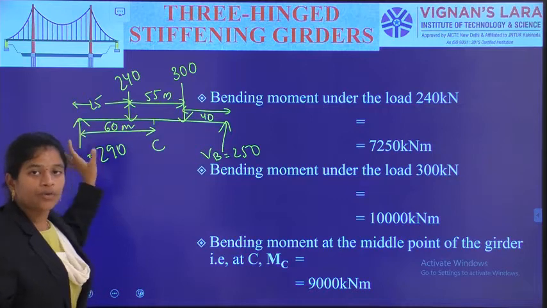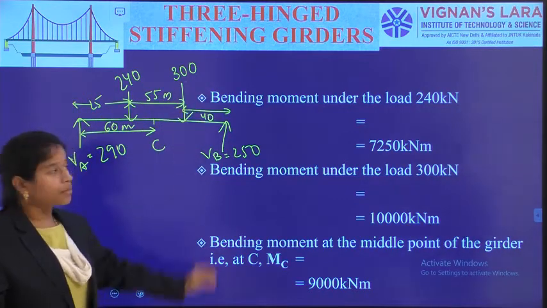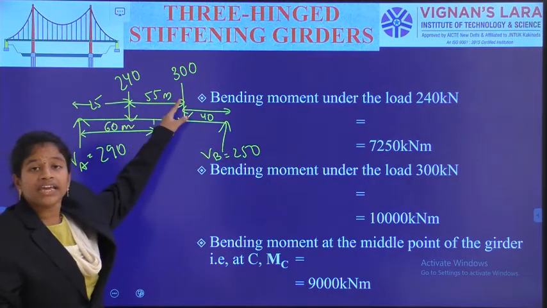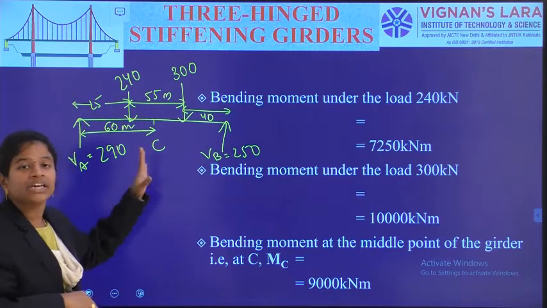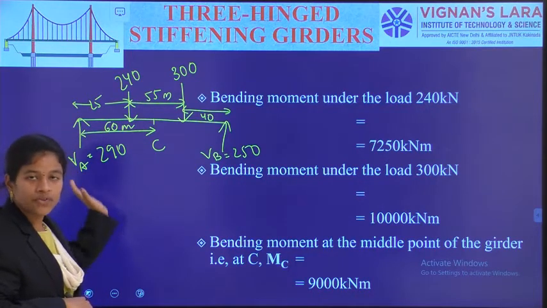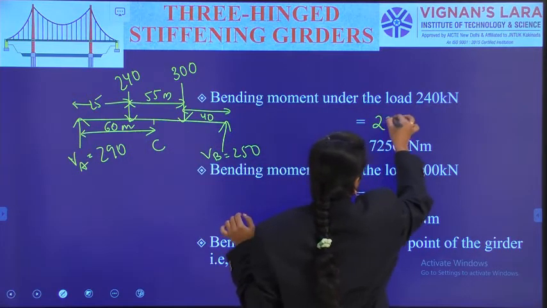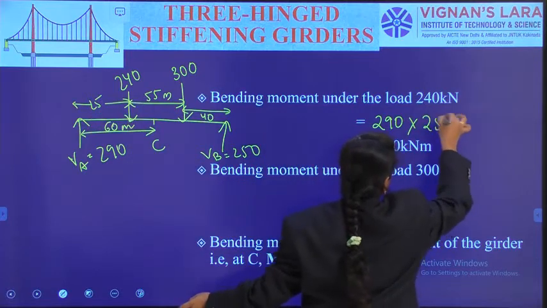In the problem, I am calculating the bending moment at the remaining points also. The first thing is the bending moment under the load of 240 kilonewton. What is it involving? Only the left side VA answer. So VA into the corresponding perpendicular distance, which is 25.